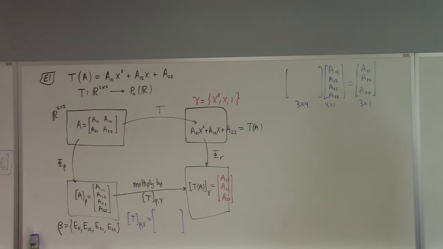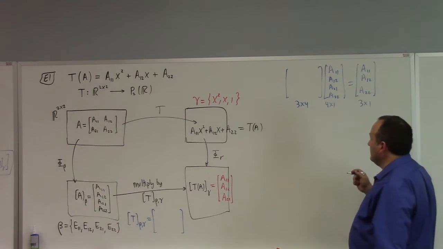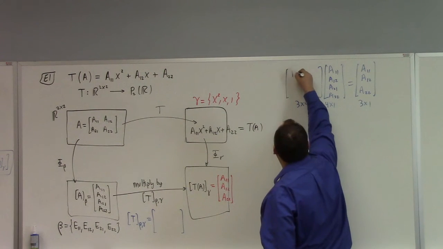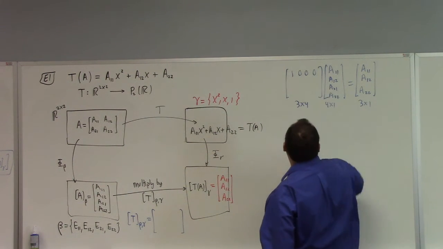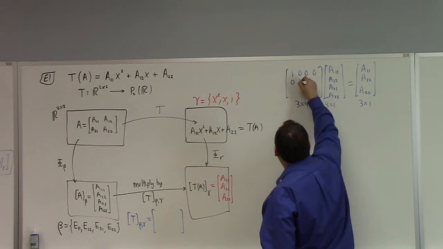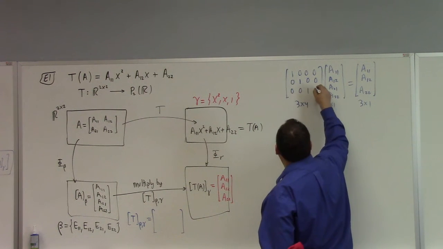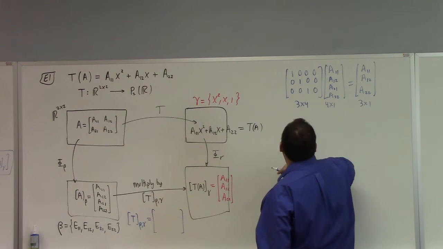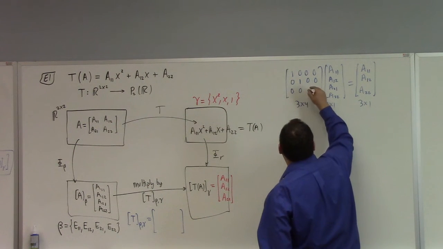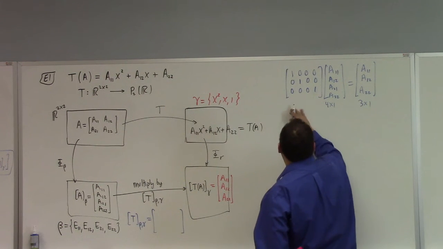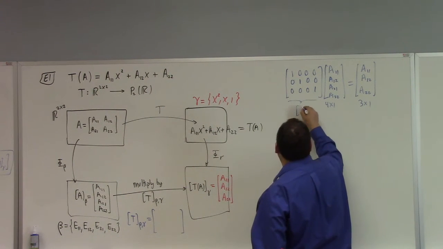So you guys tell me, what do we have here? Would it be 1, 0, 0, 0? 0, 1, 0, 0? 0, 0, 0, 1? My bad, 0 apparently. Like that? Indeed. There you go. That is the matrix.